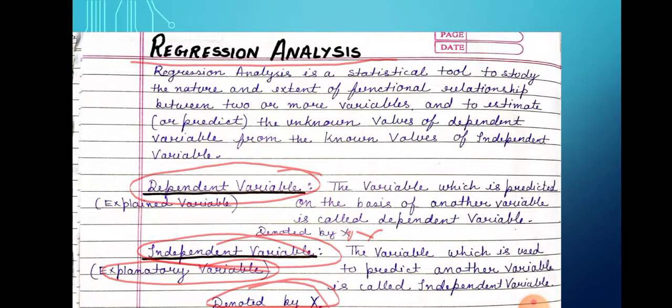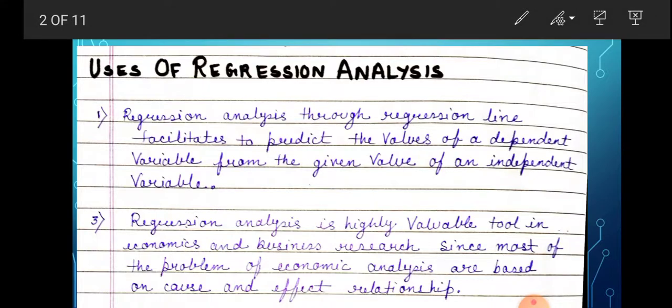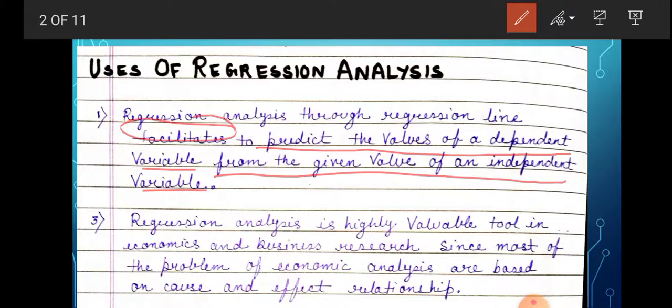Next are the uses of regression analysis. Through the regression line, it facilitates predicting the value of the dependent variable from the given value of the independent variable. That I have explained earlier: if x is given you can find out the value of y, and if y is given you can find out the value of x. So with the help of regression lines we can find the independent variable from the dependent variable, or sometimes the dependent variable from the independent variable.